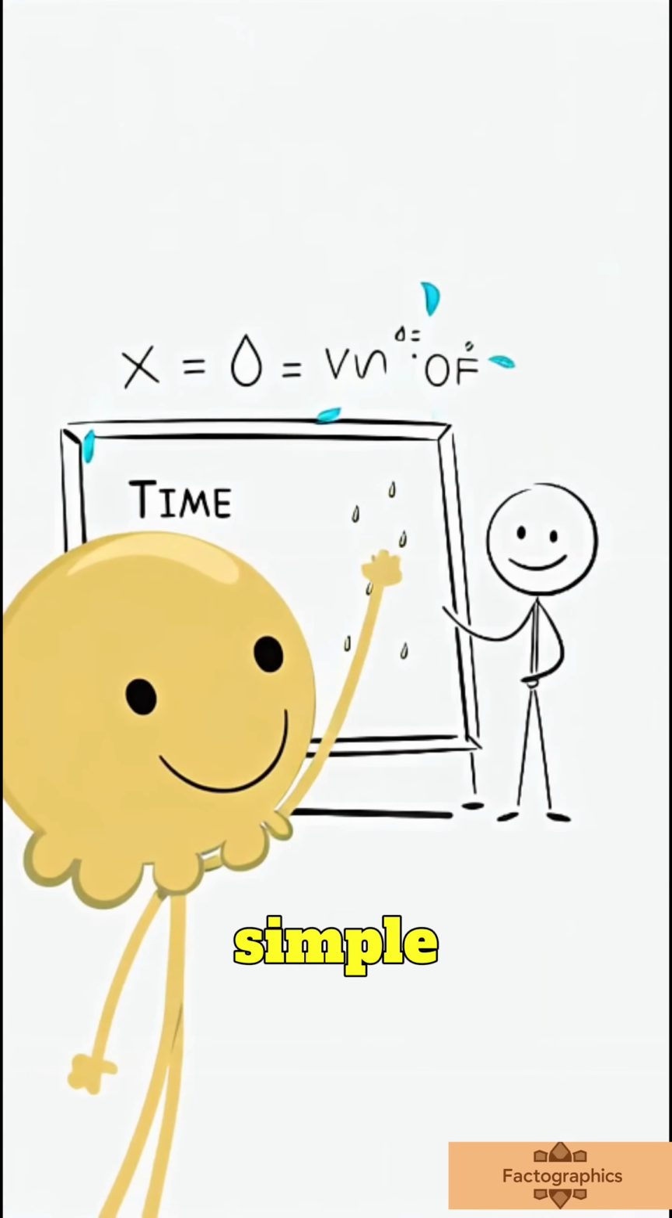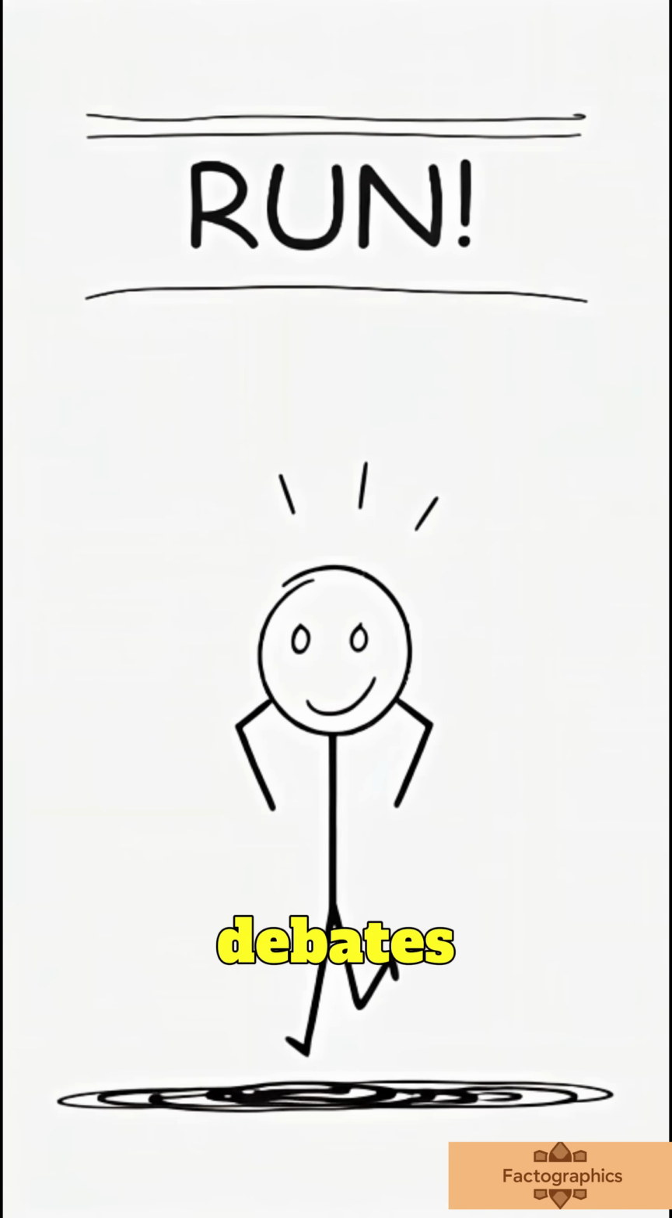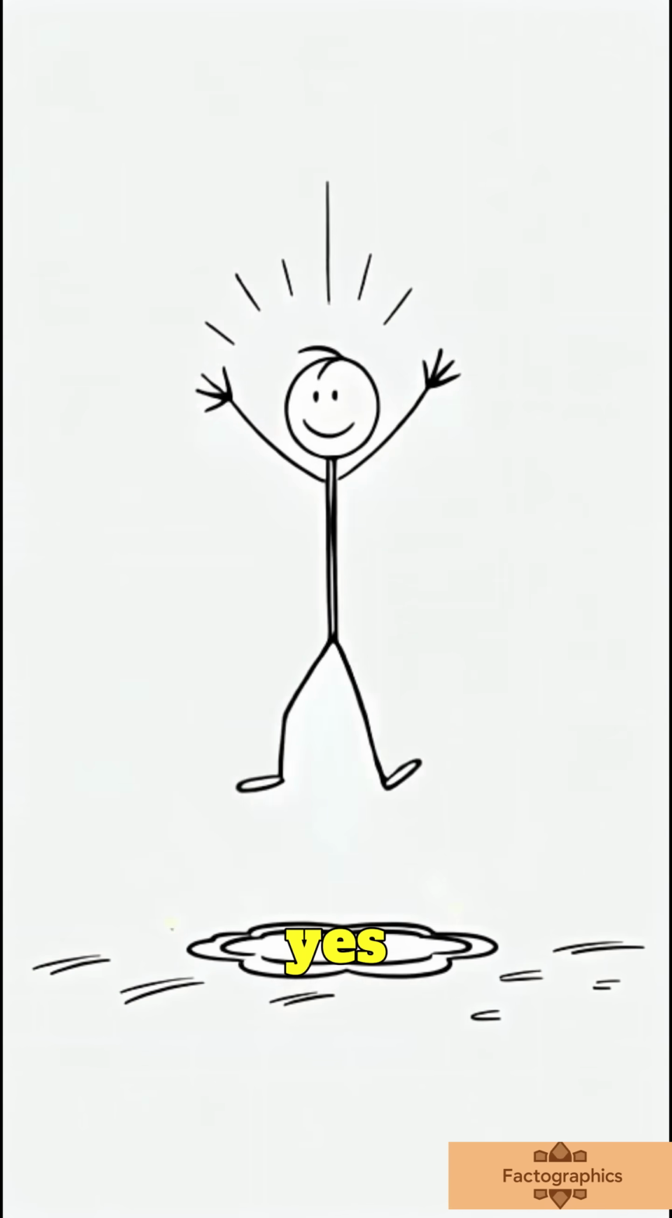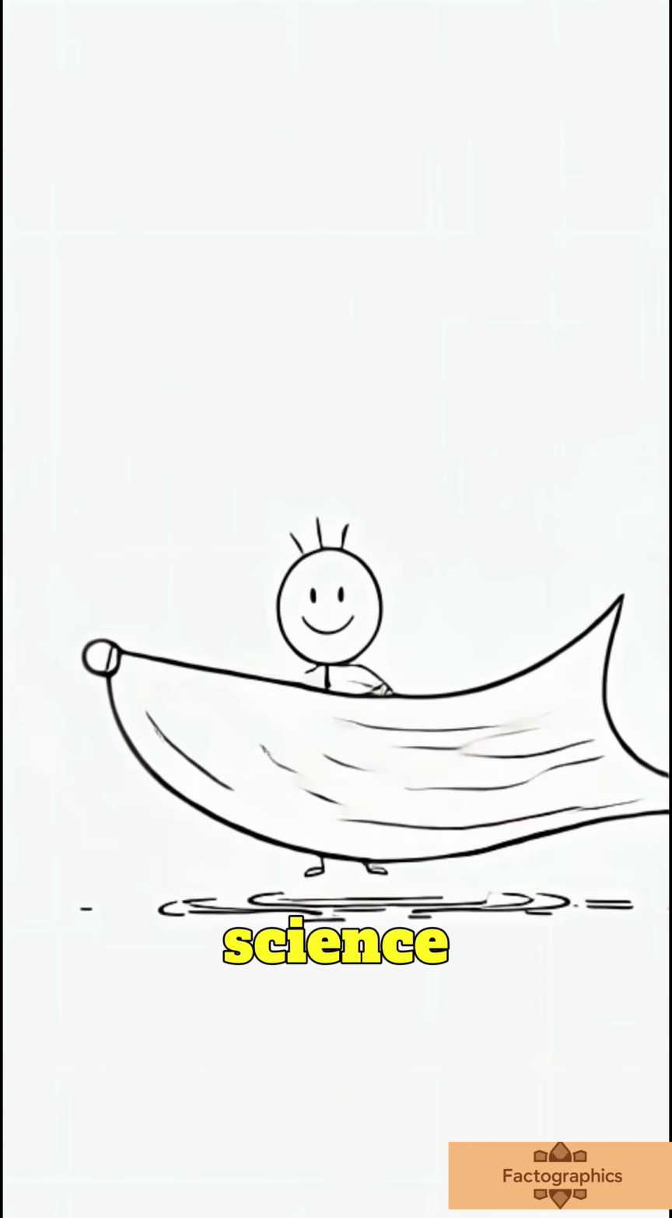Science boils down to a simple formula. Time in rain equals wetness. So forget the debates, run if you want to stay drier. And yes, if there are puddles, better jump over them. Conclusion: the faster you run, the quicker you escape the rain. Science proves it.